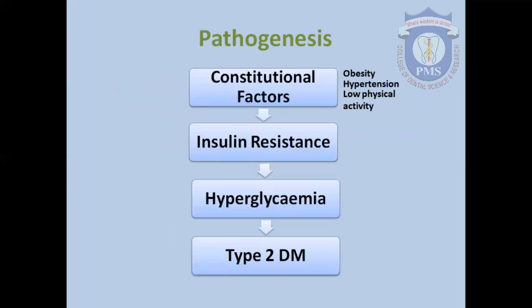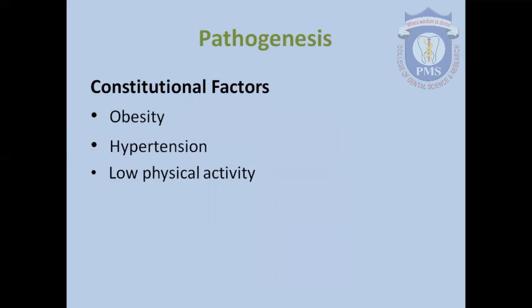Constitutional factors like obesity, hypertension, low physical activity give rise to insulin resistance, which in turn gives rise to hyperglycemia and type 2 diabetes mellitus. Constitutional factors include obesity, hypertension, low physical activity.